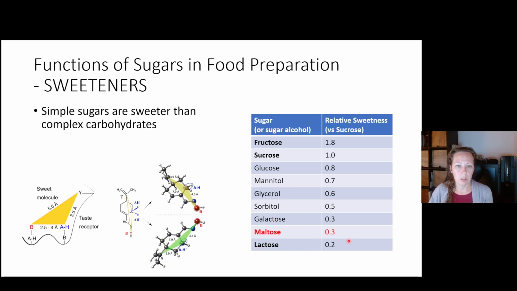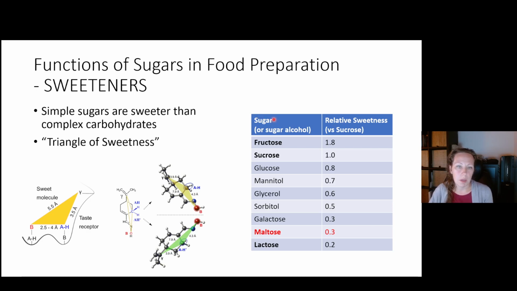I do want to point out maltose, I said in the last lecture, was the least sweet. That's what the book says. And then the book has a table that contradicts itself. So lactose is less sweet than maltose. So there's that correction there. Maltose is not the least sweet disaccharide, or least sweet sugar. So yeah, glucose is almost as sweet as sucrose, but the big thing to know is fructose is quite a bit more sweet than sucrose.